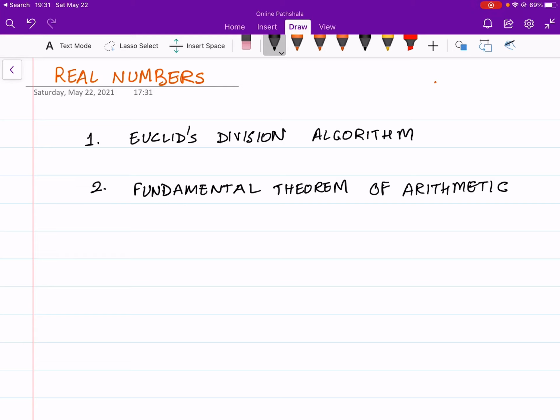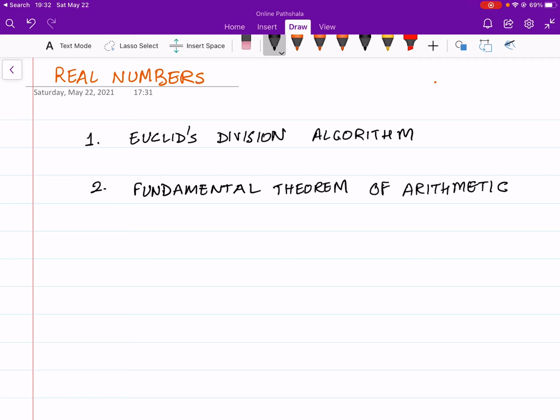Right, so in your previous class, you have learned about the world of real numbers and you have also encountered irrational numbers. Now, in this chapter on real numbers, we are going to continue our discussion and understand two very important properties of the positive integers. So, this chapter mainly focuses on two key topics. The first one is Euclid's division algorithm, and the second one is the fundamental theorem of arithmetic.